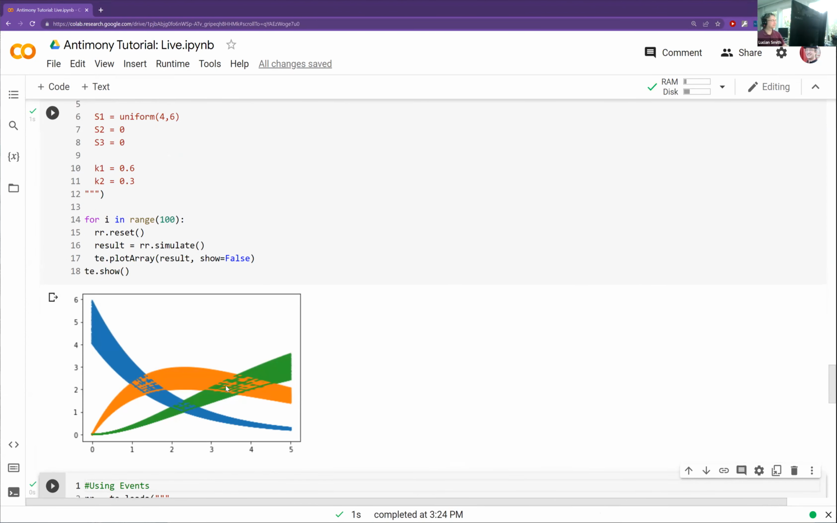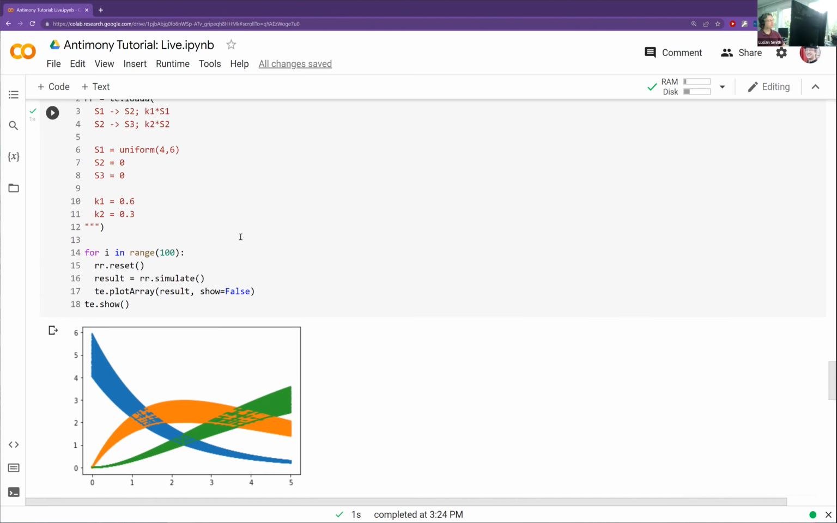Look at that. There you go. Very nice. All right, there's our nice little blended plot of S1 starting uniformly distributed between 4 and 6, and then all the different plots that came out of that, the different times we ran it.